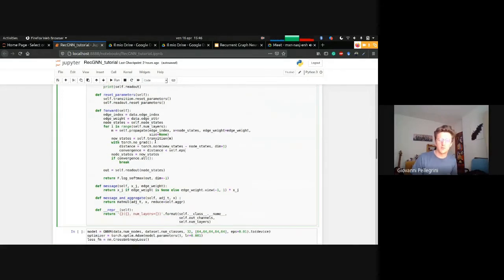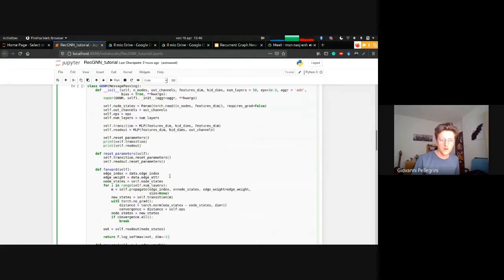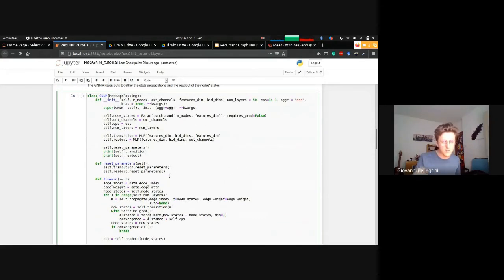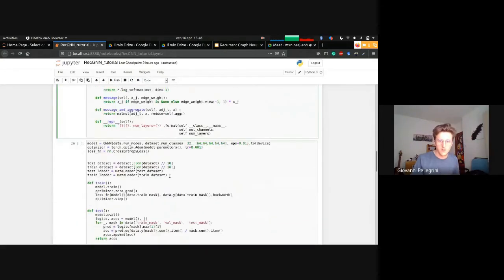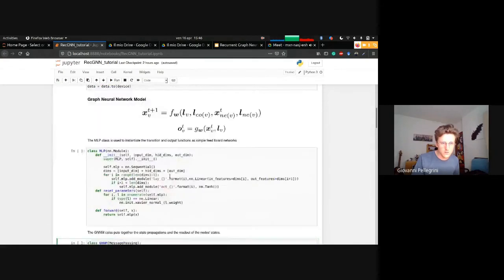Once we are done with the number of time steps that we want, we calculate the output function, the output given the node states. And since we are talking about a multi-class classification, we use a softmax for predicting the output. This is everything described in the graph neural network model, and here we have implemented it in this function. So let's try it out.